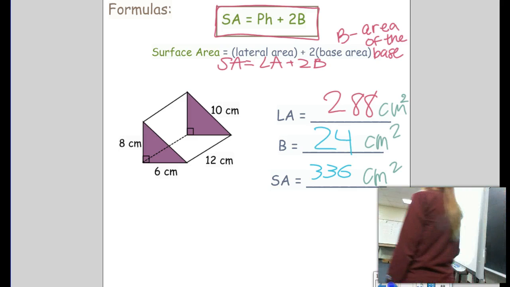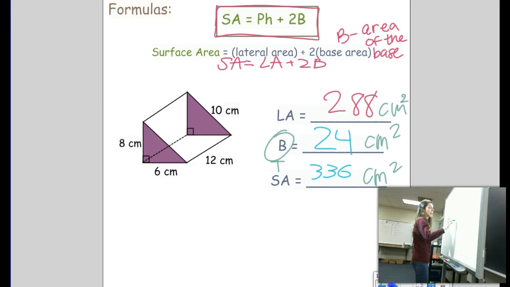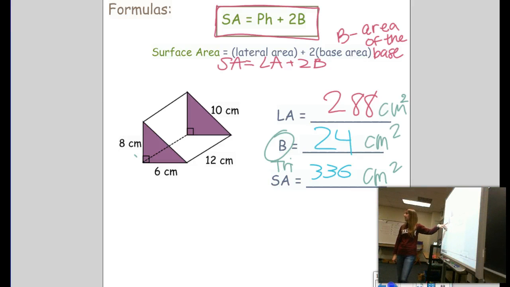Base times height divided by 2. Capital B is a triangle. And then you have to go back to last unit. How do you find the area of a triangle? Base times height divided by 2.